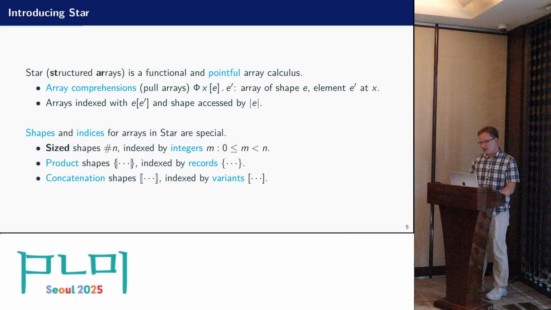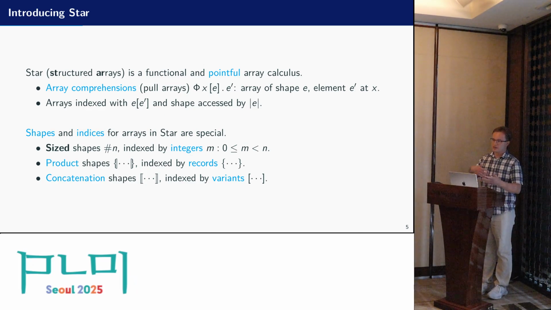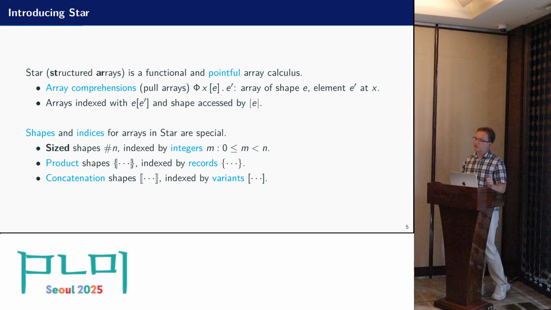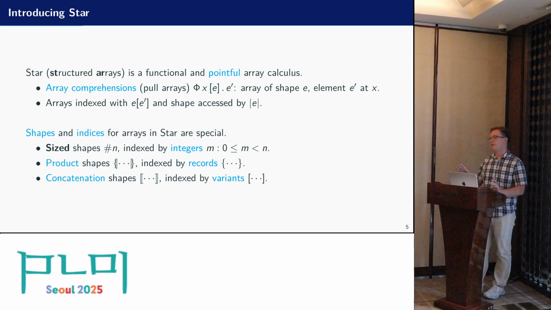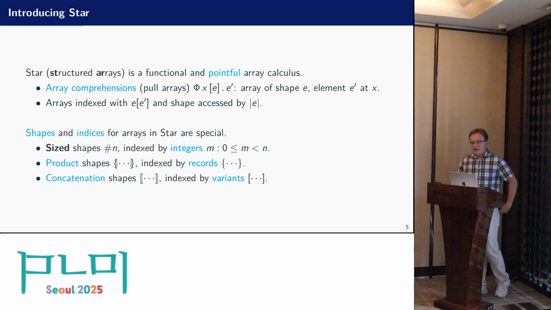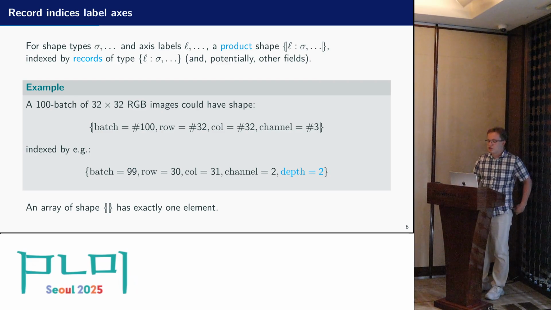All right, so the key ideas here. So introducing Star. Star is this calculus that develops these ideas formally. And it's a functional and pointful array calculus. Pointful here just ends up meaning that we focus on array comprehensions where you define the shape of an array and then we say what is the element at each index. Like the elements of this array are given as a function of the index. And then arrays can obviously be indexed with an arbitrary expression and their shape can be recovered with an operator.